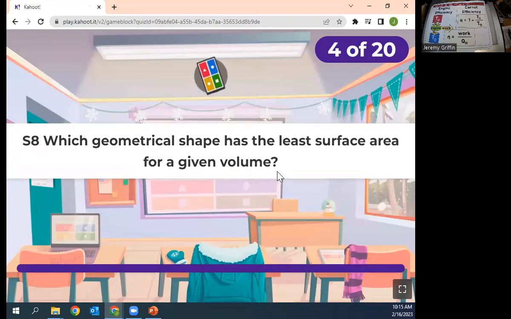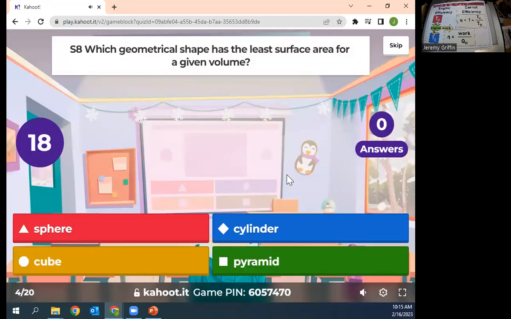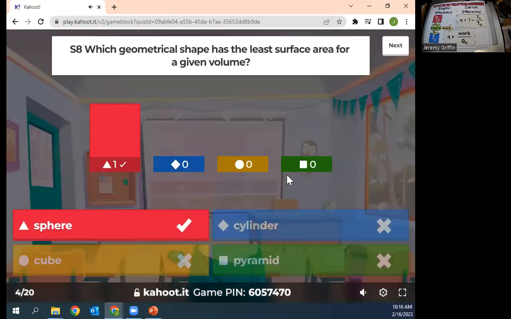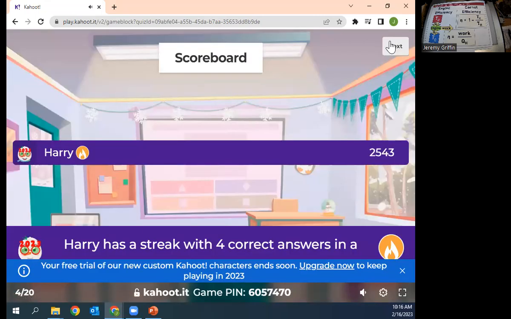Which geometrical shape has the least surface area for a given volume? Ooh, how do you minimize the surface area? So Paul Hewitt was talking about this one too. Yes, a sphere has a minimal surface area for some given volume. You can actually prove that with calculus. And actually, I think these are in order. So it goes sphere, then cylinder, then cube, and pyramid would maximize the surface area among those four options.